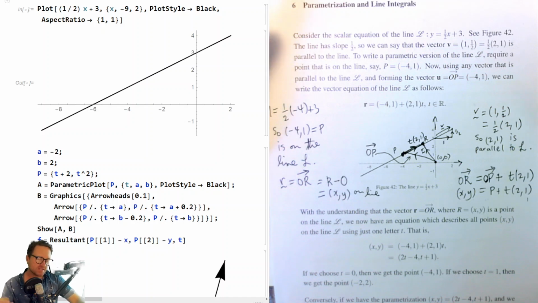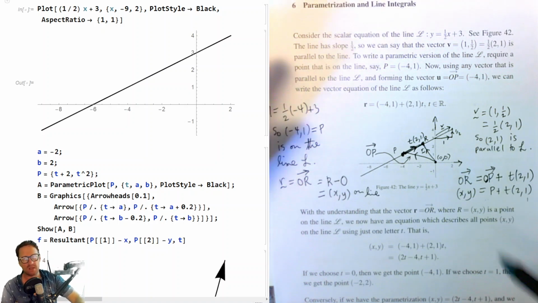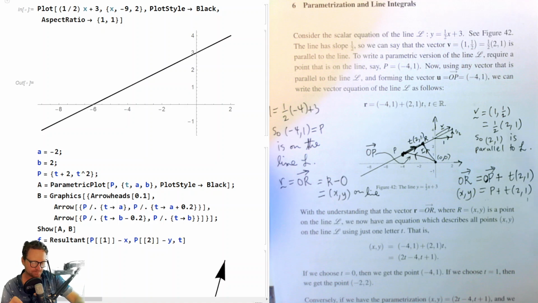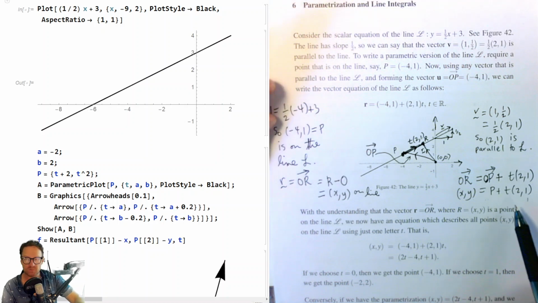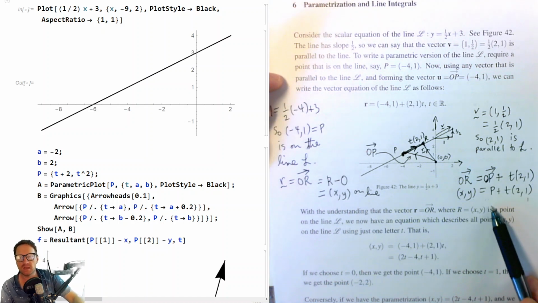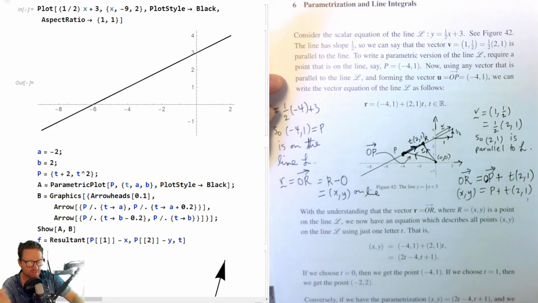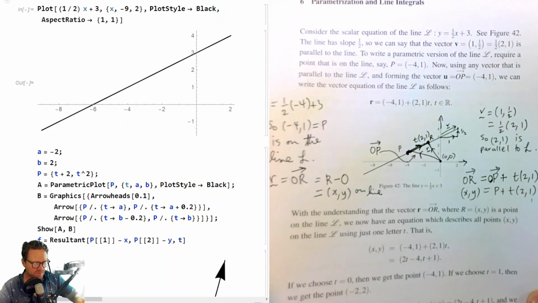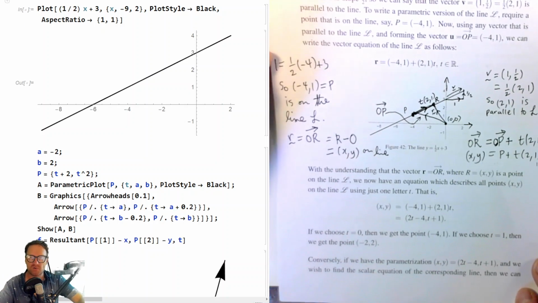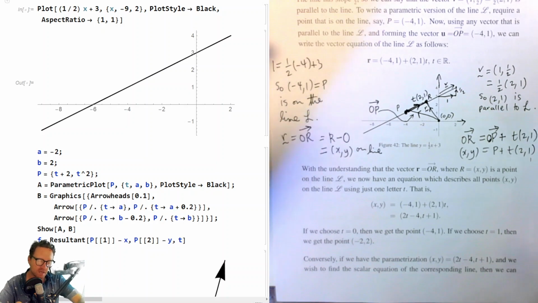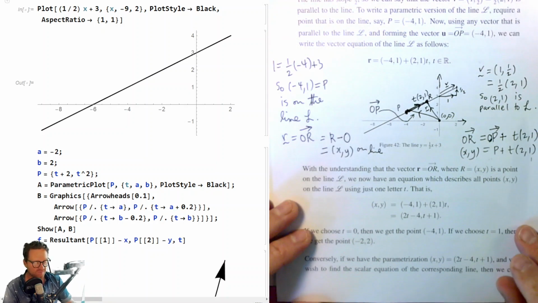So now if we want to describe a segment of this line, we can allow t to be between some bounds, say between 0 and 1, for example. If it were between 0 and 1, we would start at p, and we would finish at minus 4, 1 plus 2, 1. So that's a simple understanding of parametrization of lines and how we get line segments in parameterized form.